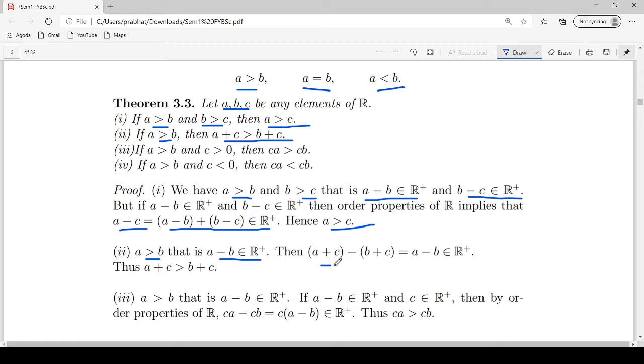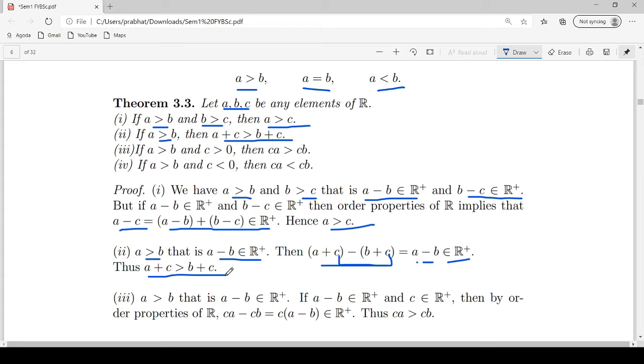So let's consider a plus c minus of b plus c. Now this addition is a plus c minus b minus c, because we have proved minus of b plus c will be minus b minus c. And if you club c with minus c, you will have it is equal to 0, and this addition will be equal to just a minus b. But a minus b belongs to R plus, because a is greater than b is given to you. So that means a plus c minus b plus c belongs to R plus. Hence you can conclude a plus c is greater than b plus c.